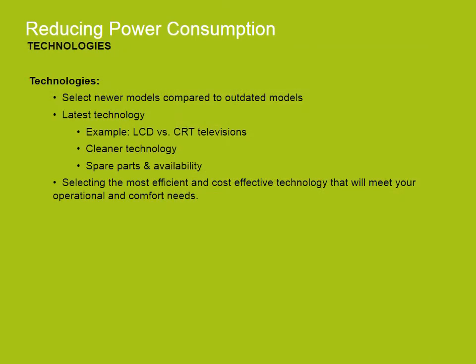The type of technology will also influence the power consumption. Using older technologies, cathode ray tube televisions for example, will consume more power than an LCD television. As technology develops, improvements are made in the way the appliance consumes power, often leading to a reduction in intensity. More recent technologies usually have a better availability of spare parts too.